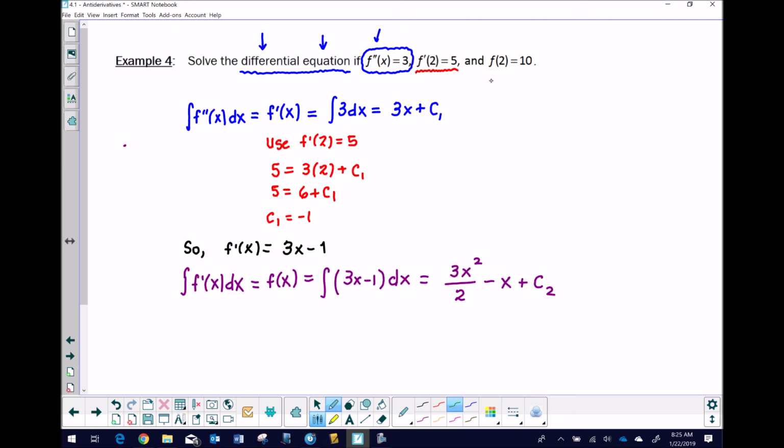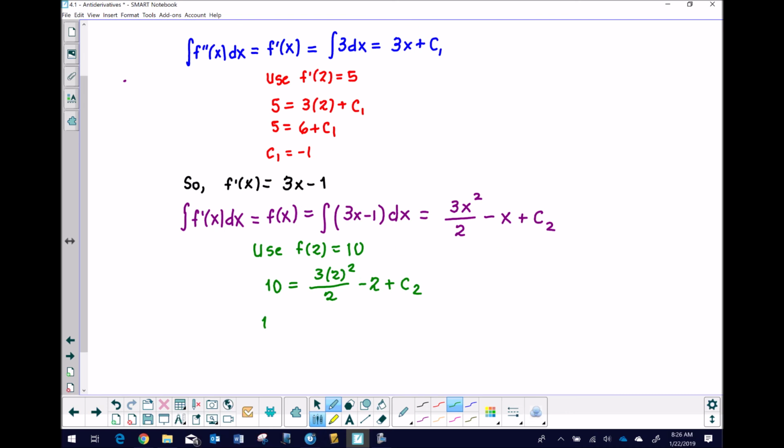So we can see that we have another clue up here, that f of 2 is equal to 10. So we're going to use that piece of knowledge, and we're going to find that c2 value. So f of x would be 10 whenever our x value is 2. And now we just have a simple algebra equation here to solve.